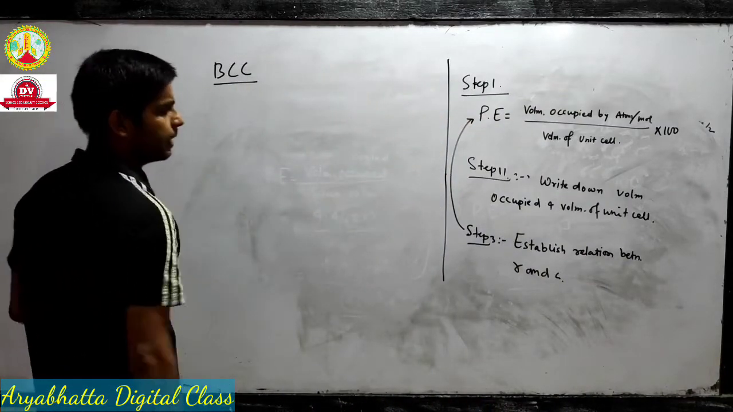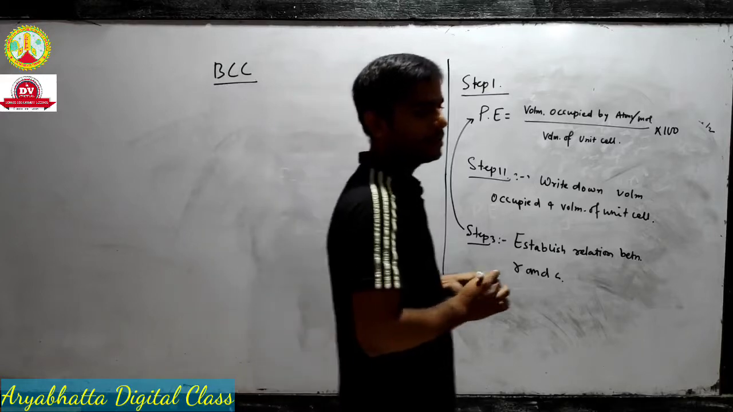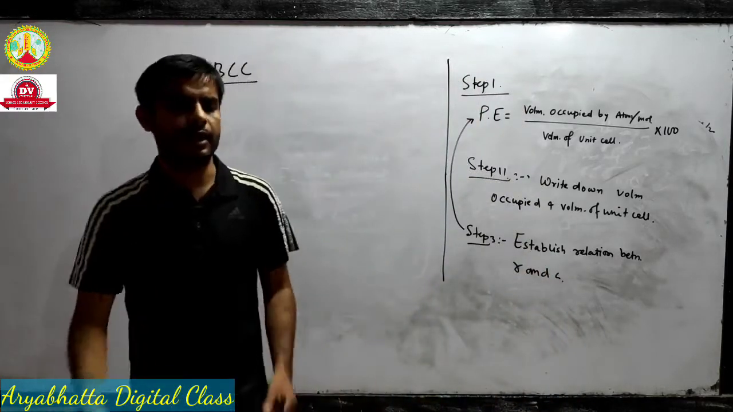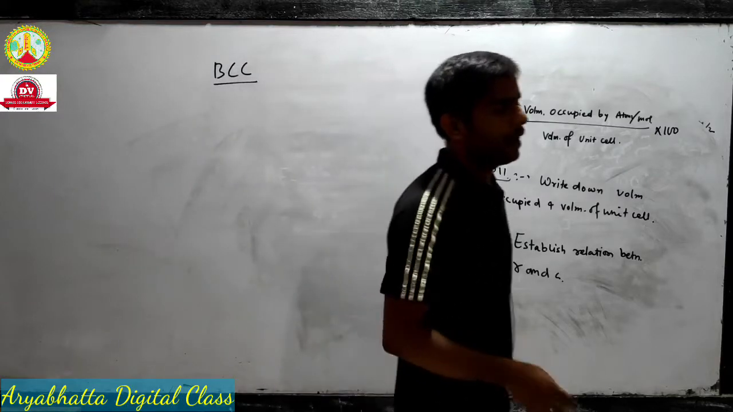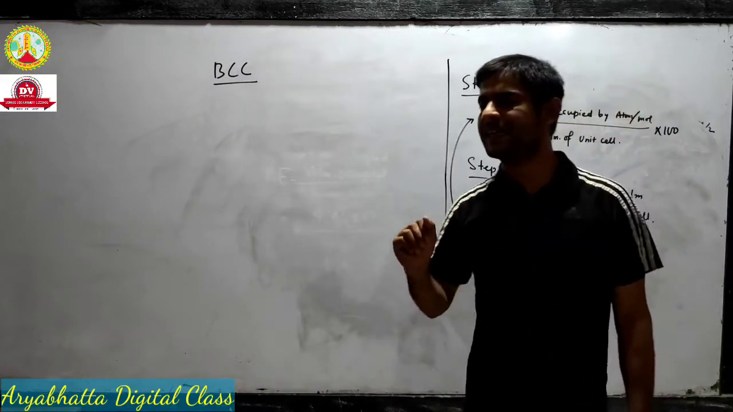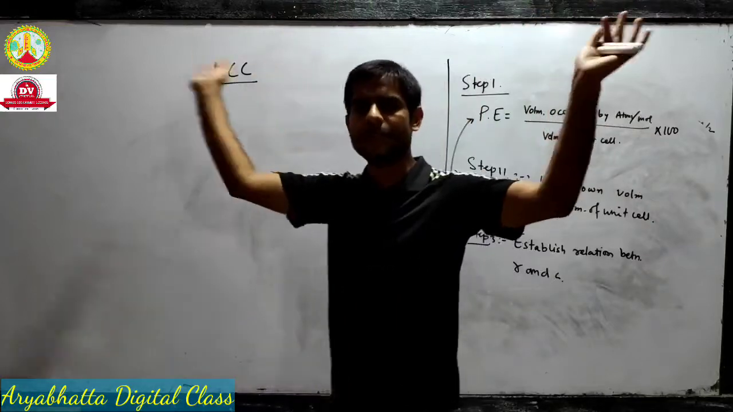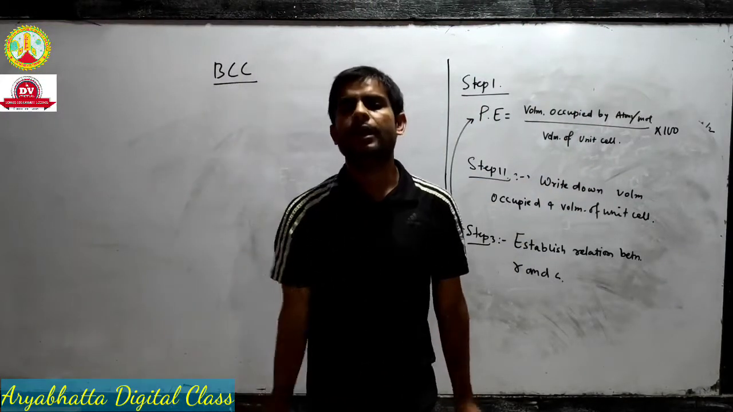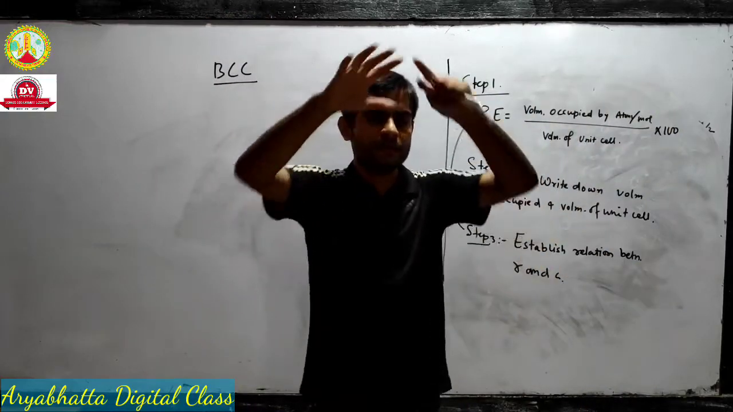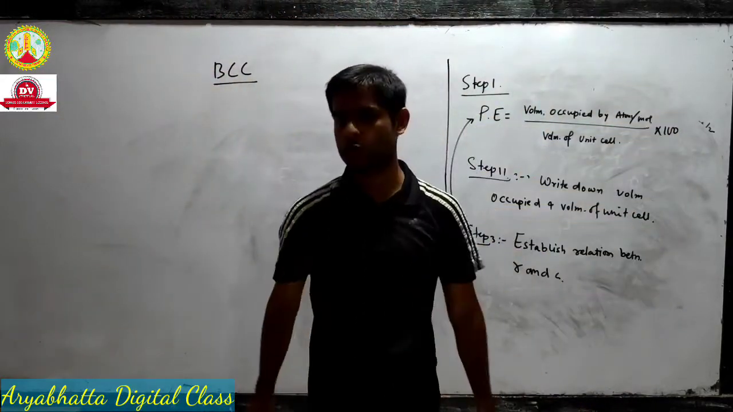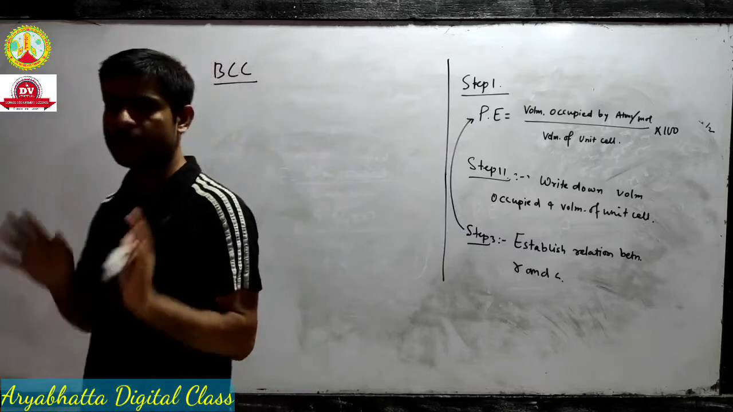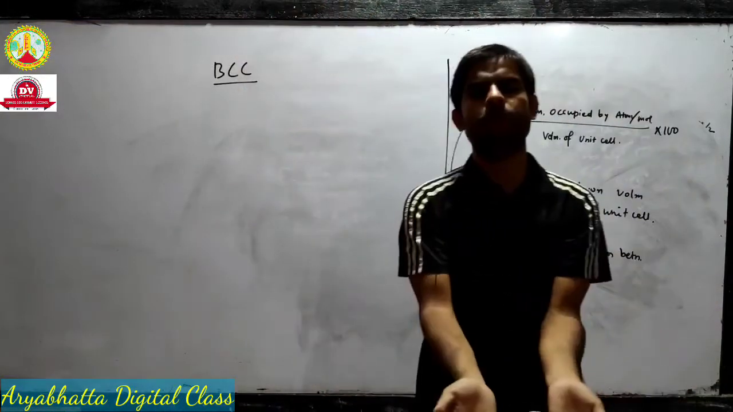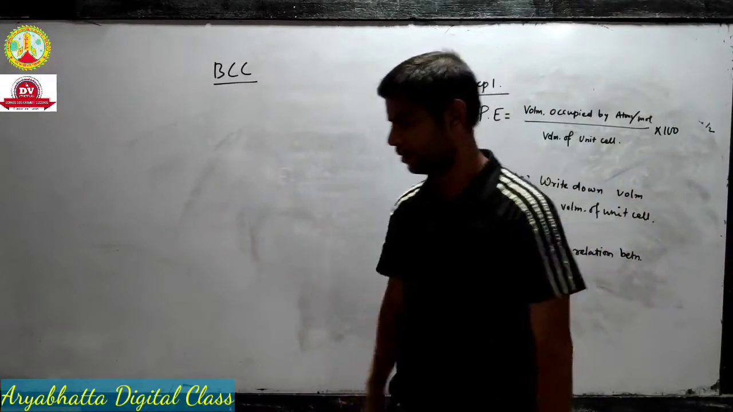Now in BCC, we know it is a body-centered cubic cell or cubic lattice. What happens in a body-centered cubic lattice? We have atoms or molecules or spheres at all the corners, and apart from the corners, we have a sphere in the middle of the cubic cell. So we have an atom or molecule or sphere in the middle of the cube and at the corners.